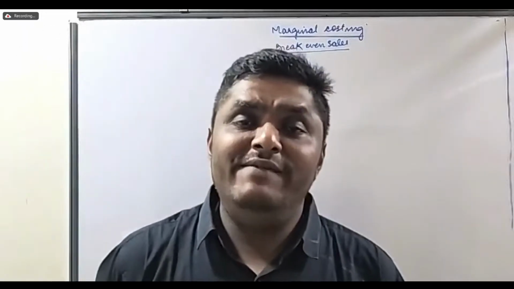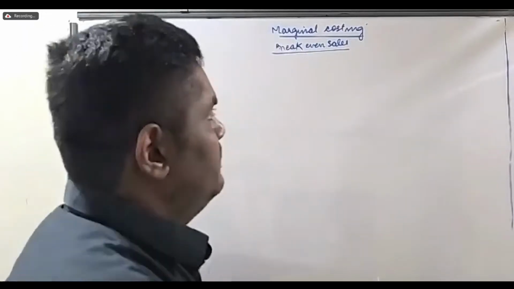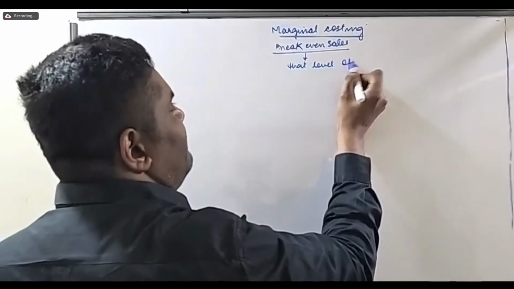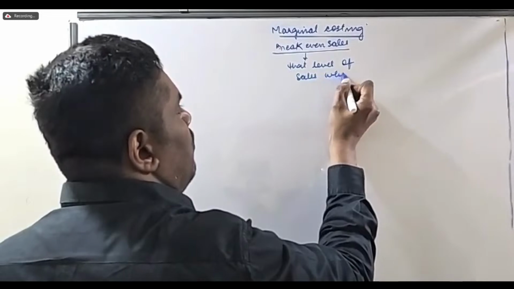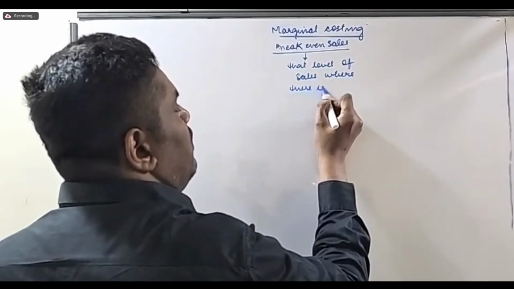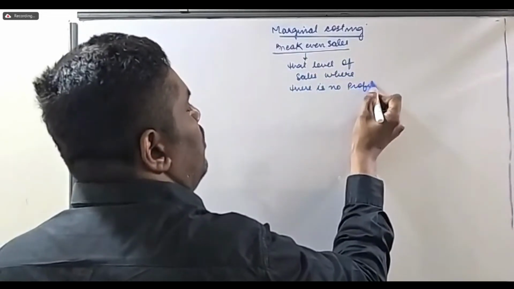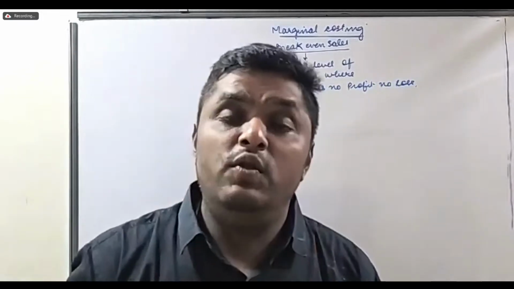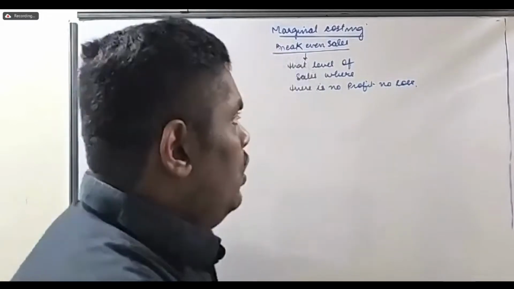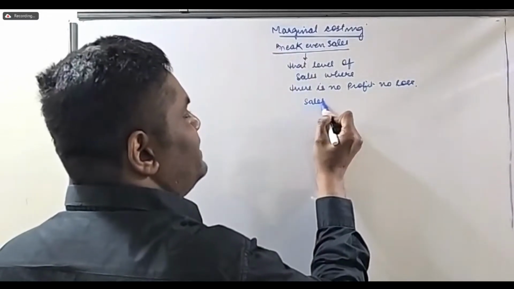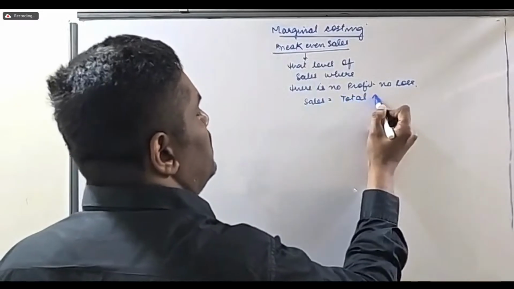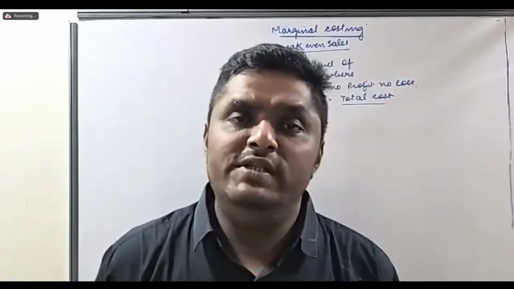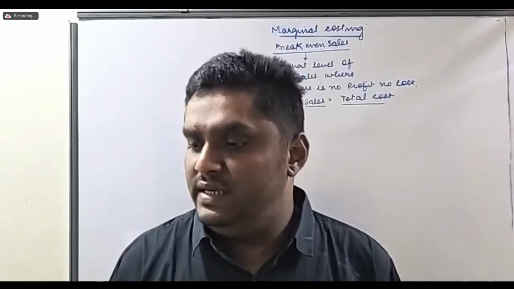When talking about break-even sales, what is break-even sales? That level of sales where there is no profit, no loss. सेल्स का वो लेवल जहां पे ना तो प्रॉफिट हो रहा है ना लॉस हो रहा है. And we can say at the point where sales is equal to total cost. At a point where the sales is equal to total cost, that is what we call break-even sales.